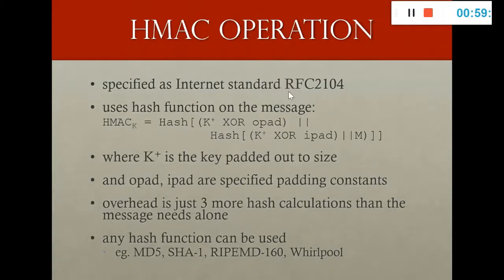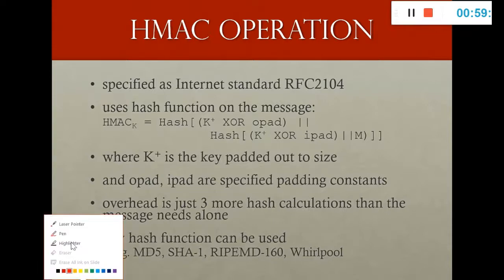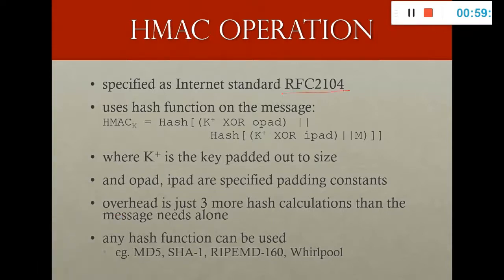So the HMAC operation is specified in the standard document RFC 2104, if you want to read the details. It uses a hash function on the message. HMAC of the message M is the hash of K+ XOR opad, concatenated with the hash of K+ XOR ipad combined with M, the message. We will look at this after this.